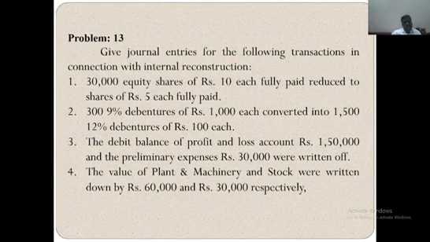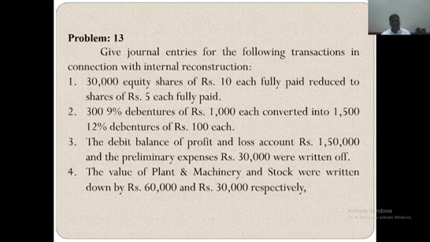Give the journal entries for the following transaction in connection with internal reconstruction. First, 30,000 equity shares of rupees 10 each fully paid, reduced to shares of rupees 5 each fully paid.